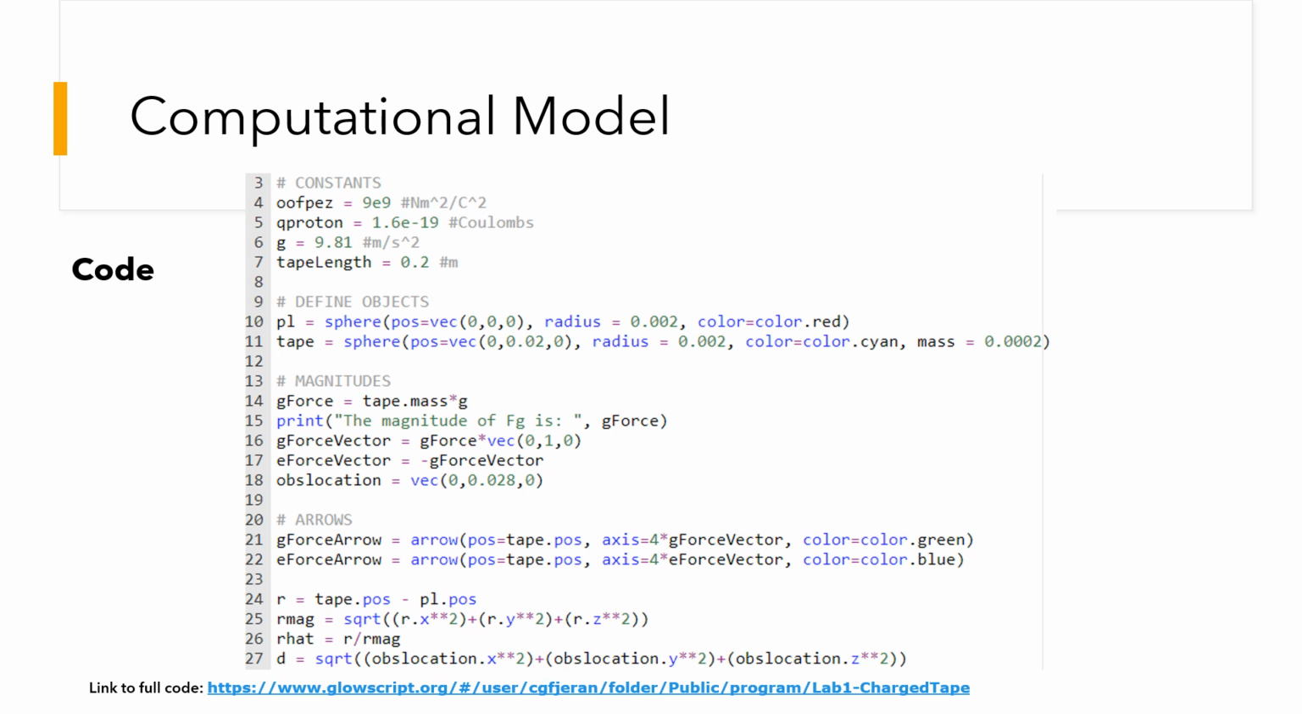I defined two spheres as objects, one for the particle and one for the tape system, where tape A is the particle and tape B is the system. I then calculated the gravitational force on tape B, as well as the electric force, which I defined to be the opposite of the gravitational force vector. I then defined arrows to create a free body diagram that shows the gravitational and electric force on tape B. Next, I found the position vector between the two spheres, as well as their magnitude and the unit vector.